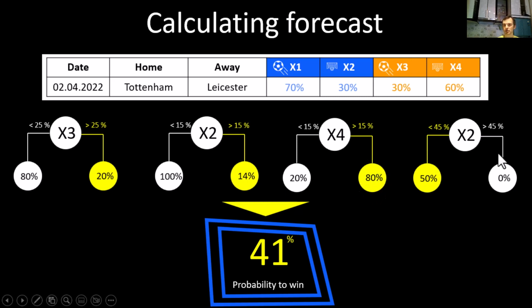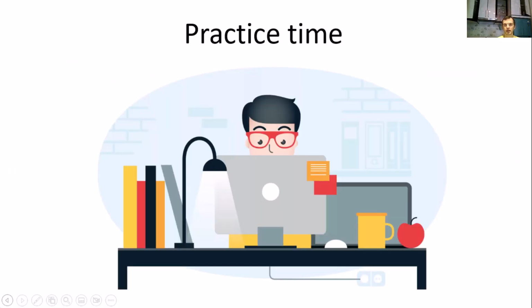And the last decision tree gives us the probability 15%, since x2 is less than 45%. Yeah, that's correct. And by averaging all these yellow values, we get the final prediction of 41%. It is the probability of the home team winning for this game. So I hope the idea is clear. Let's move on to coding.